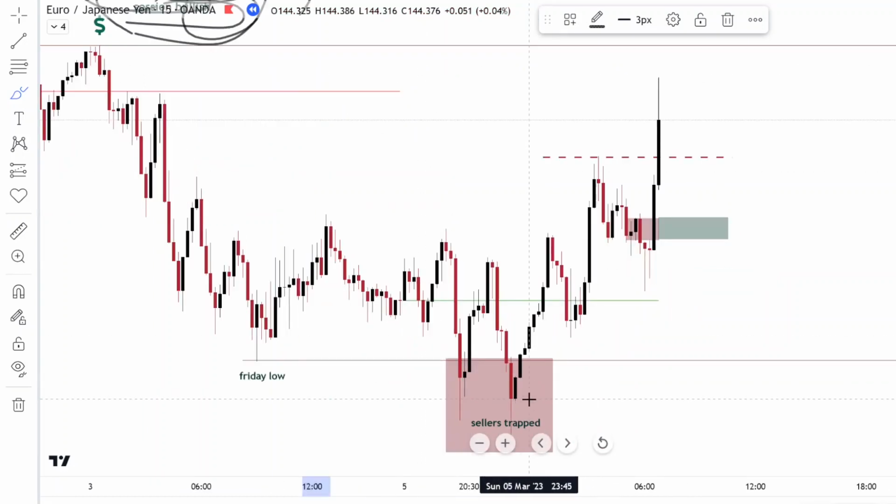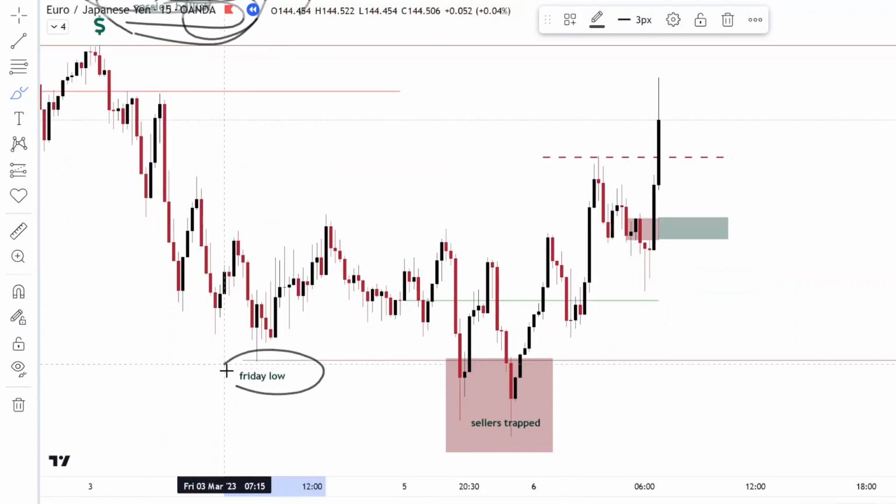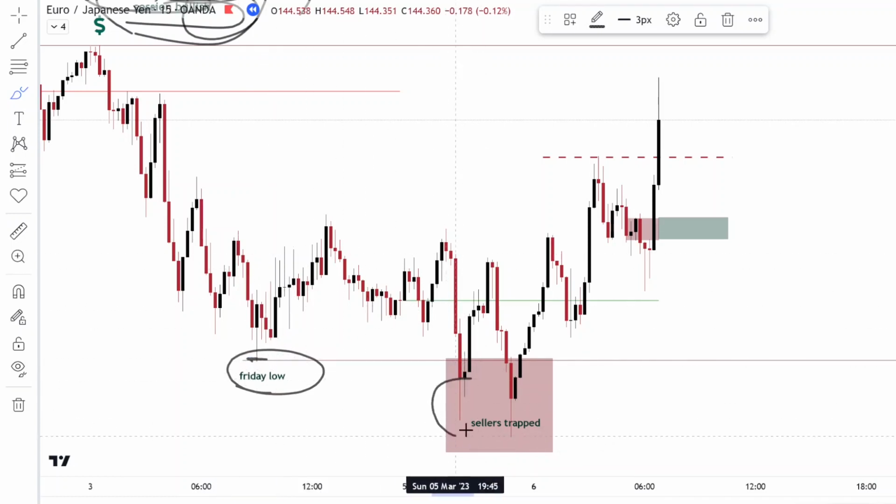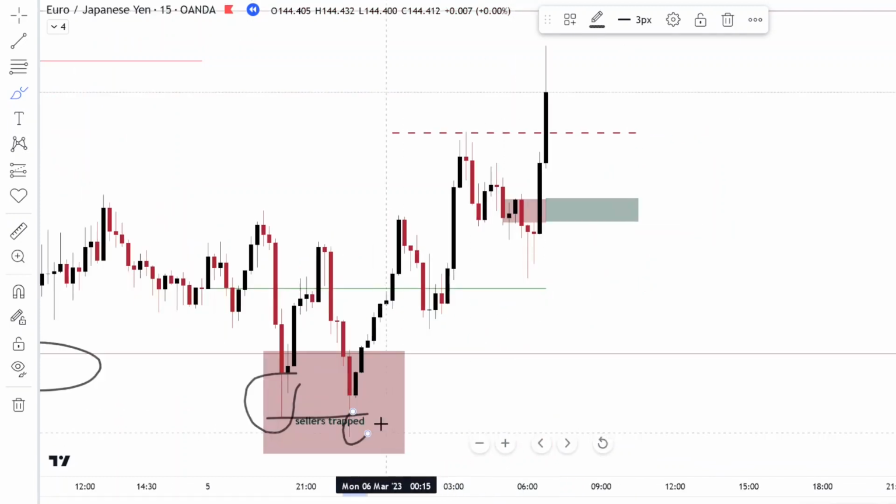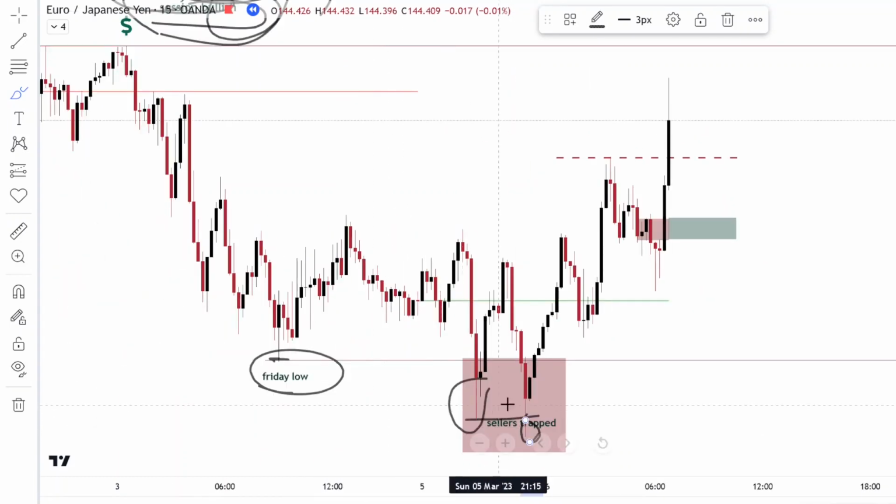Which is up. So as you can see, the Friday low got formed. Price came back down on a Sunday, took the low once, came quickly back up once it touched this area, then came back down again and took them out one more time. So what we know is price trapped the sellers. You could even say twice, because this is a purge within a purge.